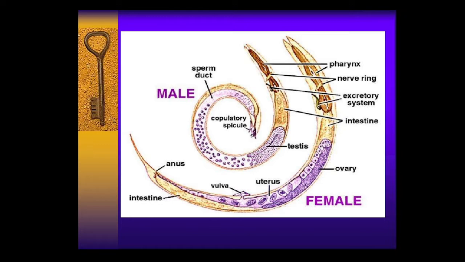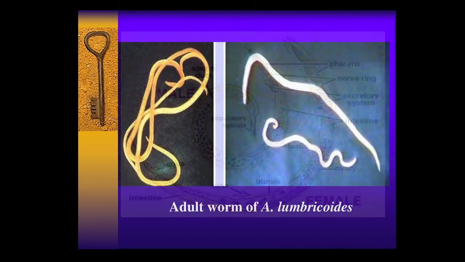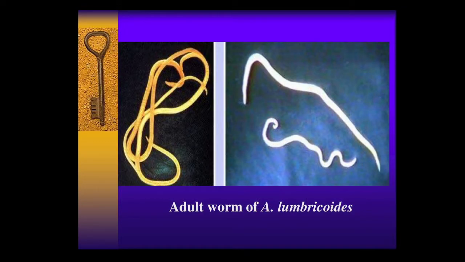In the case of the female, it is larger compared to the male, and its tail is straight and conical, not curved or pointed. The minute vulva opens at the junction of the anterior and middle third of the body on the mid-ventral part of the worm. This part of the worm is called the waist. The anus is situated at the subterminal part and opens like a transverse slit on the ventral surface. This picture shows the adult worm of Ascaris lumbricoides.